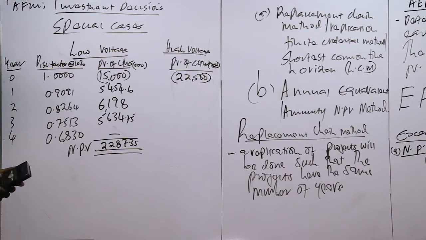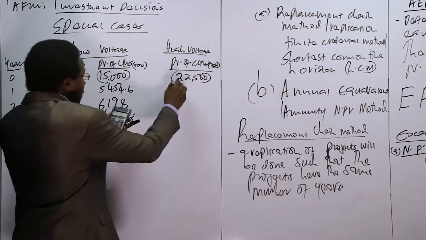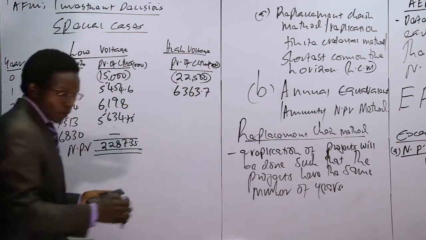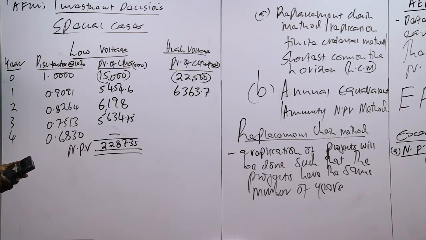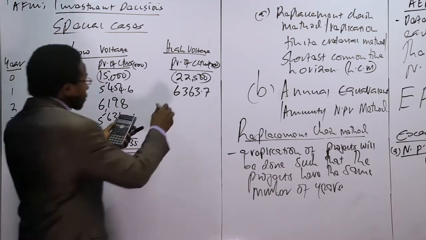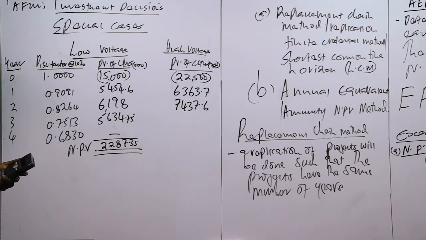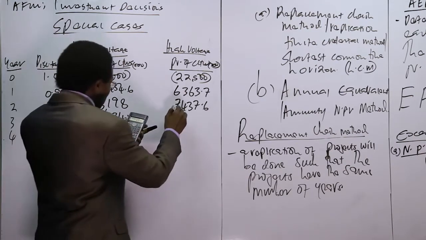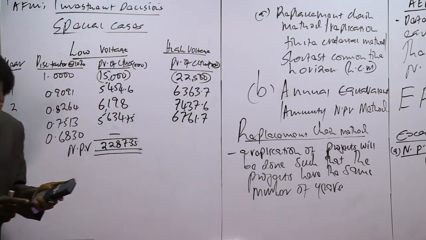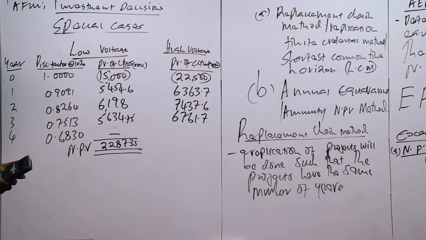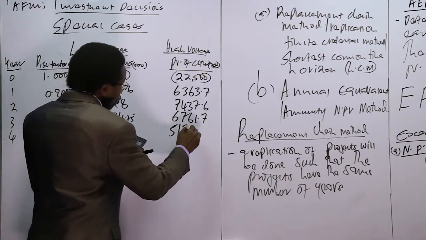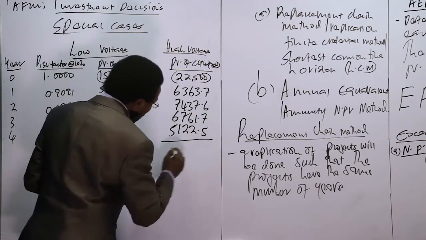High voltage, the cash flows is 7,000 the first year. 7,000 by 0.9091, I have 6363.7. Then the second year is 9,000 by 0.8264, we have 7437.6. Then we also have the 9,000 by 0.7513, we have 6761.7. Then the final year, we have 7,500 by 0.683, we have 5122.5. Then we are able to get that.